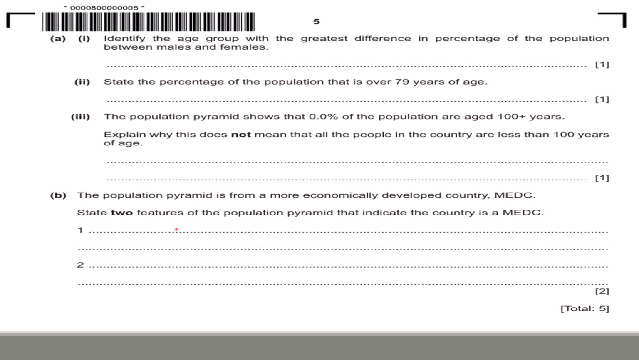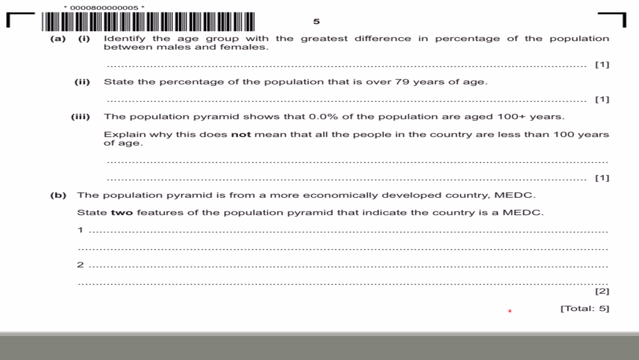And the part B question is: the population pyramid is from a more economically developed country, MEDC. State 2 features of the population pyramid that indicate the country is an MEDC. This question carries 2 marks. Question B asks for 2 features that prove this is an MEDC. Even without seeing the full graph, we know that an MEDC pyramid usually looks more like a wave or a column rather than a triangle.